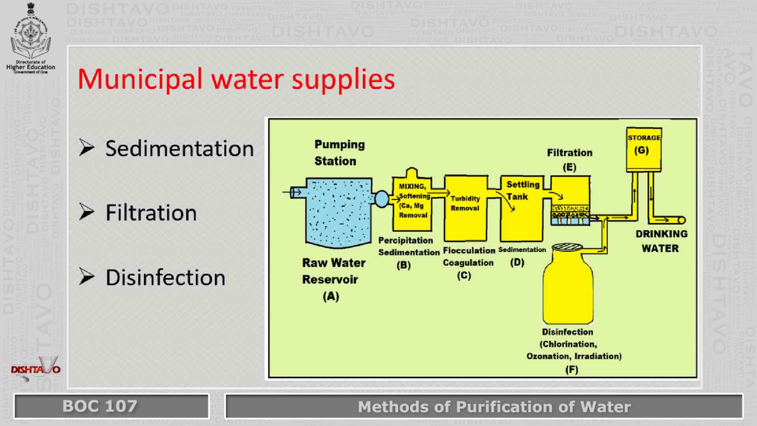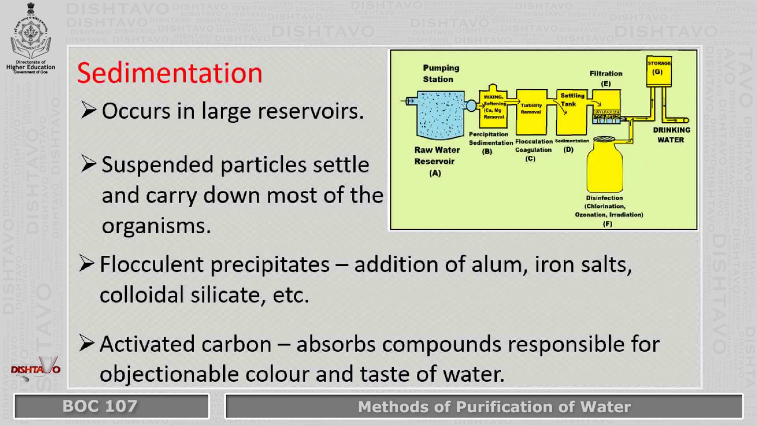In the case of municipal water supplies, a large amount of water has to be treated, and the main operations employed in the municipal water purification plants are sedimentation, filtration, and disinfection. In the process of sedimentation, large reservoirs are used where water is collected and allowed to stand for some time. Suspended particles settle and carry down most of the microorganisms along with them.